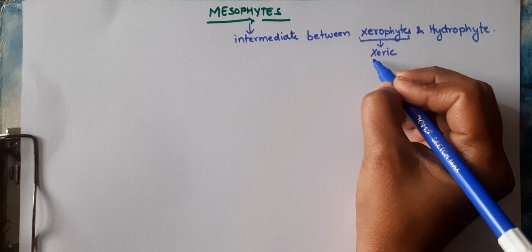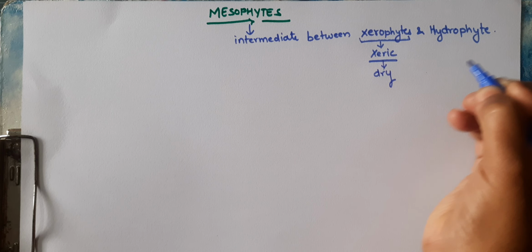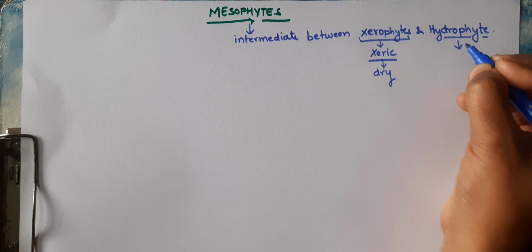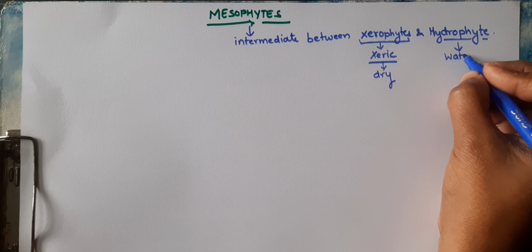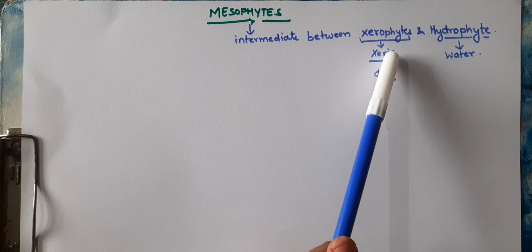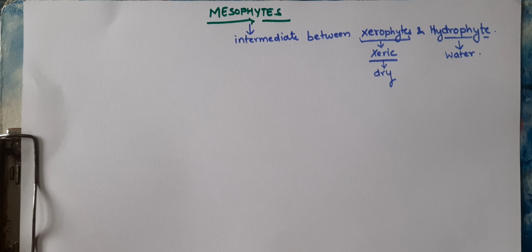What are xeric conditions? It is the dry condition where the availability of water is very low. Okay, so for hydrophytes, the name itself is clear, there is high abundance of water. So the mesophytes lie in between the conditions of dry and abundance of water. So a moderate amount of water is available to the plants.